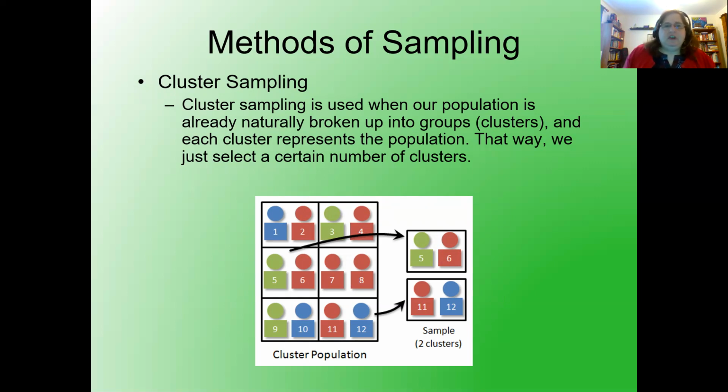So let me give you an example. Let's first look at this one here. What they are saying is that all of these clusters that they have here, which are naturally broken up into 2s, are all equal. That's an assumption. So we can just choose 2 whole clusters. Notice when we choose this cluster, we choose everybody in it. Same with 11, 12, we choose everybody in this cluster. And then we can have a hopefully representative sample.